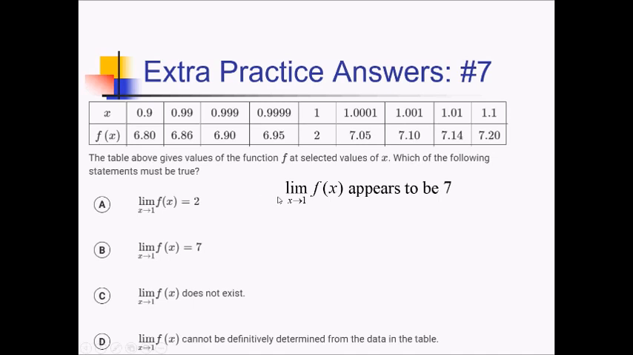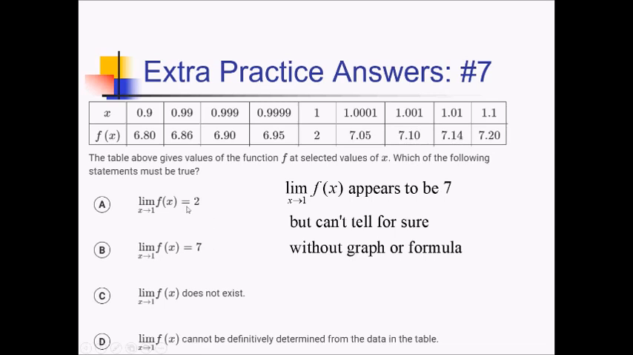But now they said which of the following statements must be true. And we don't know for sure without seeing a graph or a formula whether the limit actually is 7. It looks like it. It could be 7, but definitely can't tell that it is 7 for sure. So although answer choice B is tempting, we don't have enough information to actually pick it. A table is never going to be enough information to know for sure.